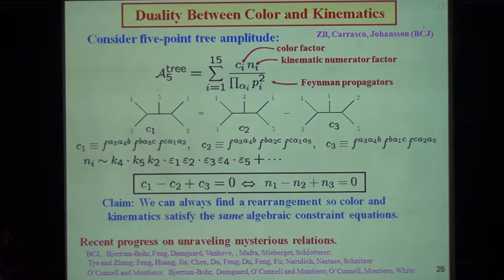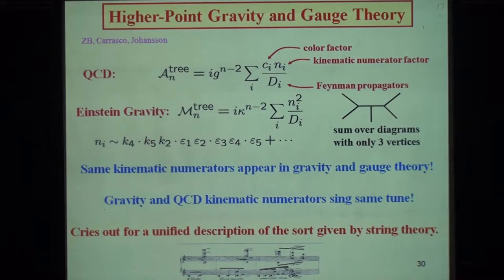There's a very generic statement for any gauge group, any color factors. They obey the Jacobi identity. And it says there exists a way such that I can arrange numerators to also have this property. So it's not trivial, okay? Feynman diagrams do not have this property, okay? It's non-trivial to make this happen.